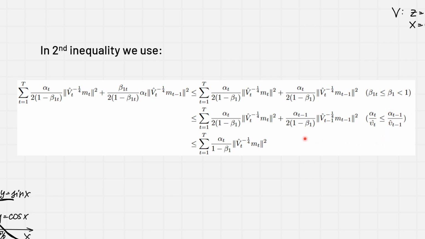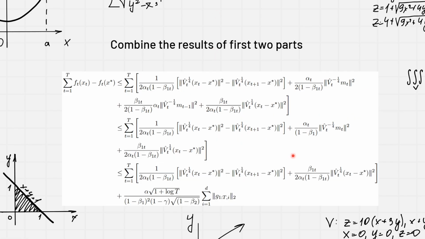Next, we change the learning rate to alpha t minus 1 over vt minus 1. That is because the learning rate is non-increasing over t. For the last inequality, we just take the second term of time t plus 1 to here. And it is also the same as the first term of time t, so it will be multiplied by 2. And thus we get the upper bound of these two terms added together. And here we can exactly bring the result of the second part to this term and get the upper bound with the complexity of square root of log t.